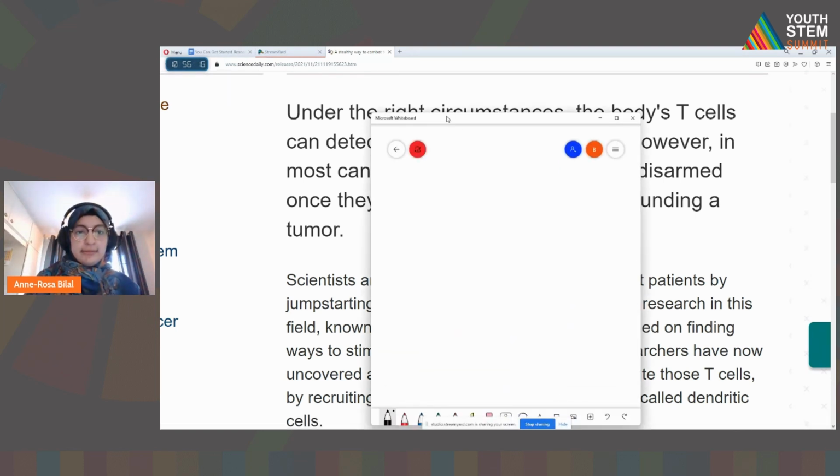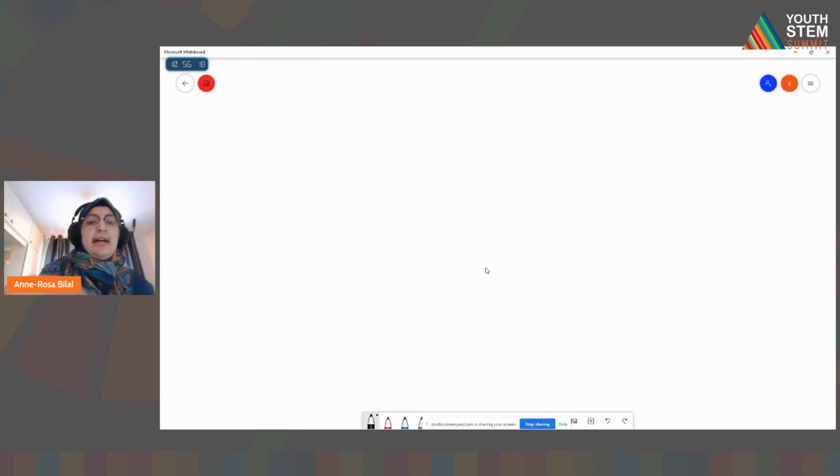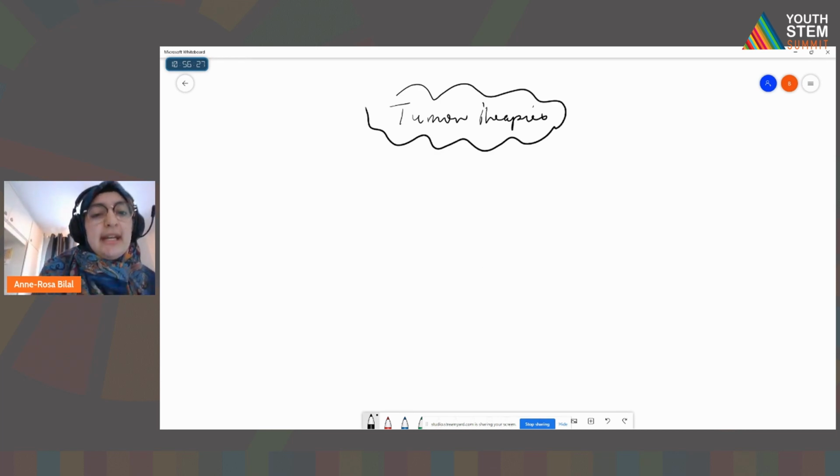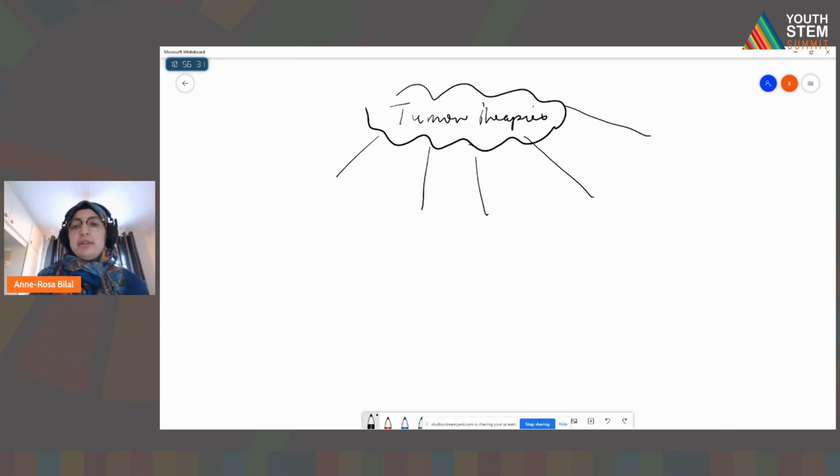Maybe get a whiteboard and then write down tumor therapies, for example, that I read about, that today I found interesting from this news website. And I have a few questions. So make that mind map. My first question is, what are tumors? What are T cells?